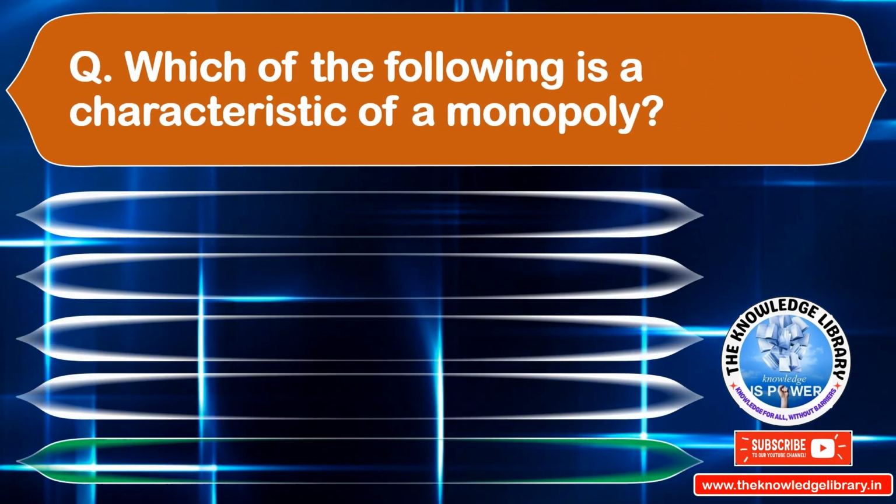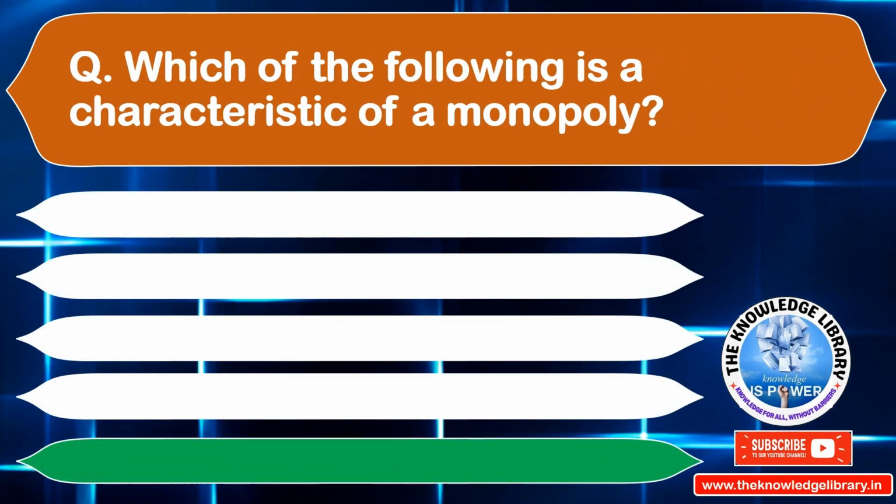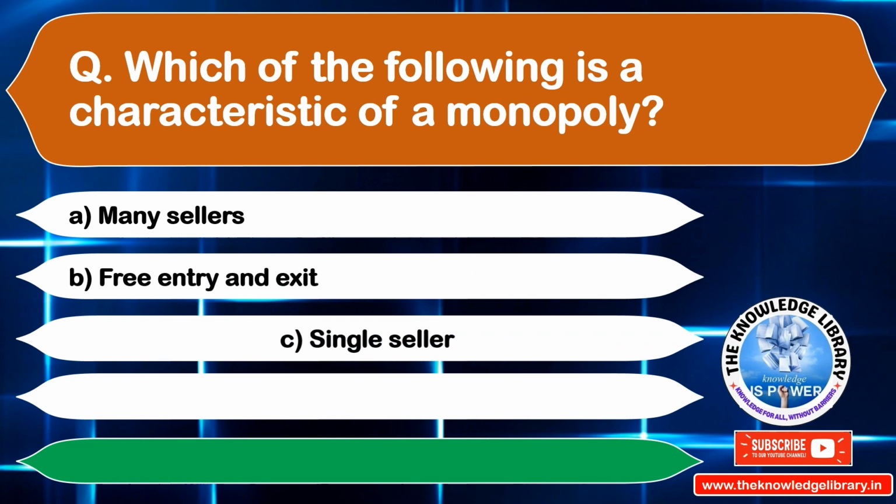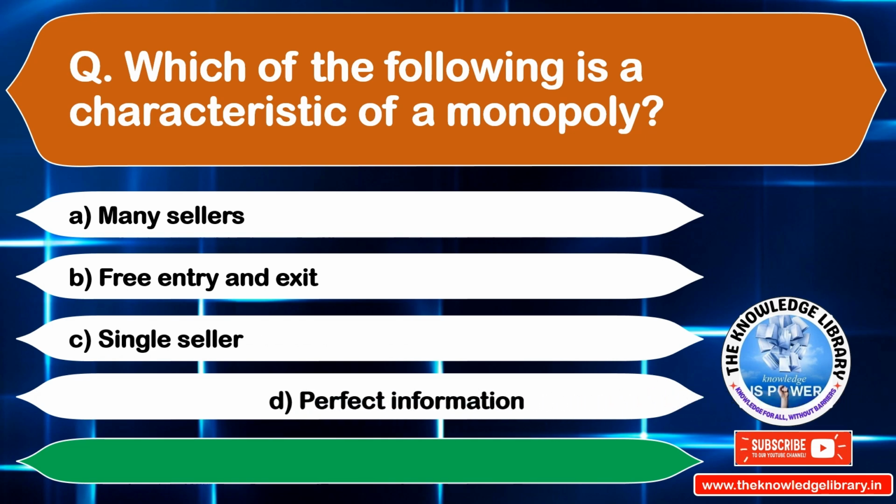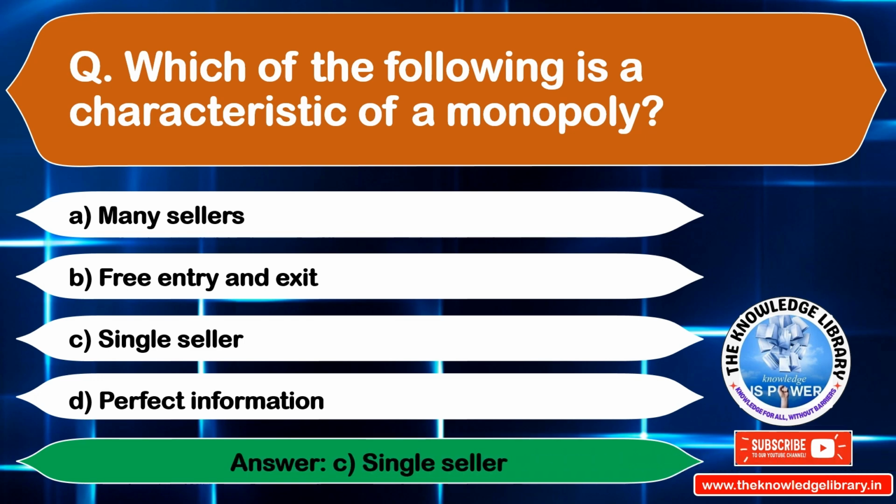Which of the following is a characteristic of a monopoly? Option A, many sellers. Option B, free entry and exit. Option C, single seller. Option D, perfect information. The correct answer is option C, single seller. Moving to the next question.